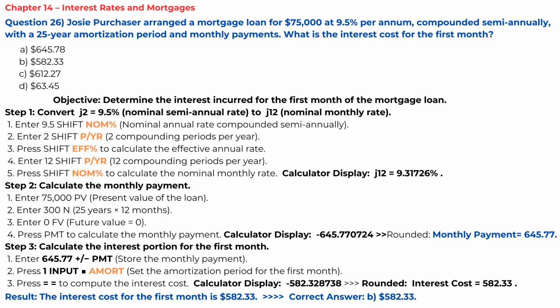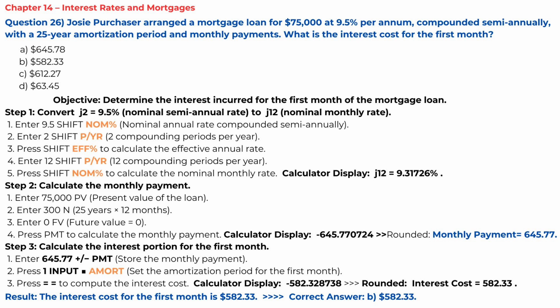Step 1. Convert J2 equals 9.5% nominal semi-annual rate to J12 nominal monthly rate. 9.5. Shift NOM 2 Shift PYR. Shift effective 12 Shift PYR. Shift NOM. Calculator displays 9.31726. That is J12 equals 9.31726. Step 2. Calculate the monthly payment. 75,000 PV, present value of the loan. 300 N, 25 years times 12 months. 0 FV. Press PMT. Calculator displays -645.770724. Enter 645.77 plus and minus sign and press PMT to round off the payment.